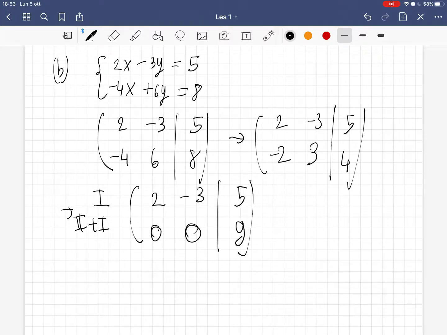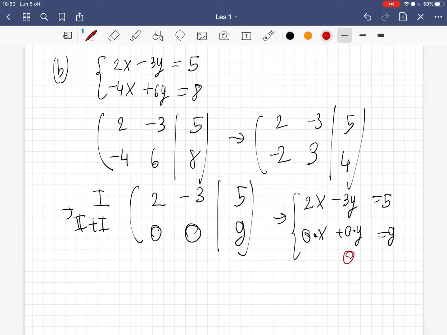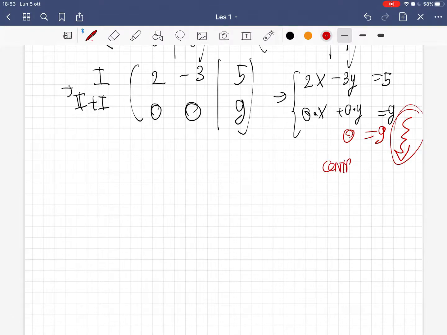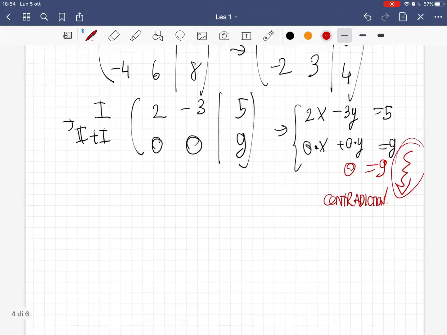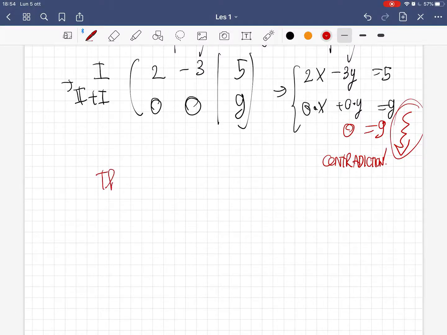And now we have a problem, because if you substitute variables again, you get 2 times x minus 3y equal to 5, but then here it's 0 times x plus 0 times y equal to 9. But from this you get 0 equal to 9, and this is a contradiction. This symbol sometimes means contradiction. So what does this mean? It means that I'm trying to find a solution, but whenever I try, I get instead a contradiction. So the meaning here is that the system has no solutions.